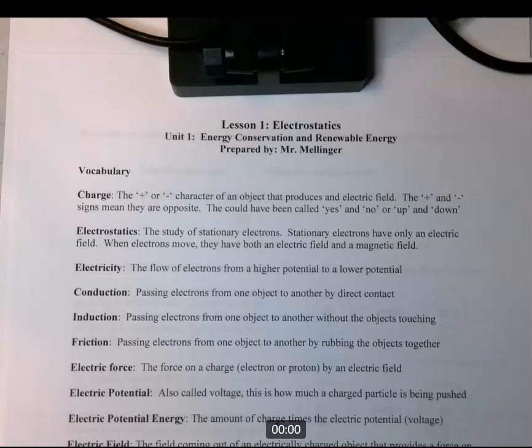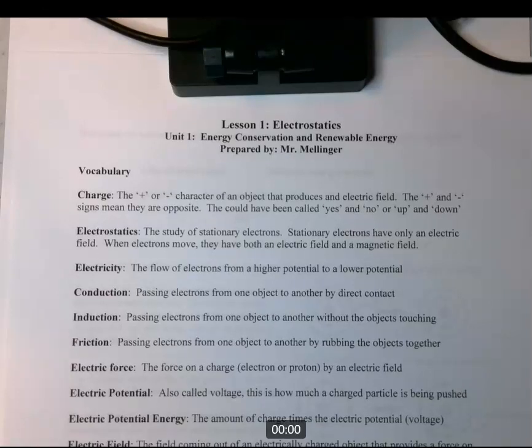All right, this is the first recorded lesson for Physics 2, and it's Lesson 1, Electrostatics. It's part of the unit Energy Conservation and Renewable Energy. These notes are in the Google Classroom, and each lesson has its own notes. And then I'm going to include these video notes in case you would like me to read them for you and maybe give you a few additional explanations, particularly on some of the math type problems.